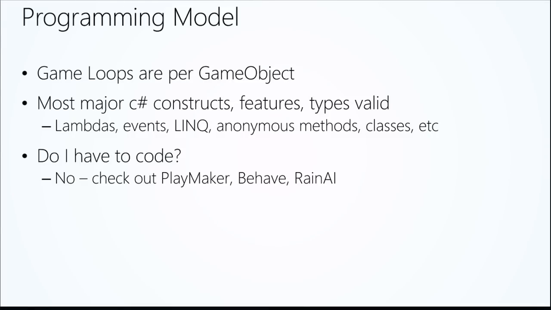Game loops are per game object. In Unity, and actually in game development, you have this concept of a game loop. That's where everything happens. The C# that's supported, since we're going to talk about C# today in Unity, supports pretty much all the major constructs you'd be used to in developing with C#. You can do LINQ, lambdas, anonymous methods, events, etc. Do you have to code? Some folks watching today might not be coders. I definitely recommend it. I think it's great for everybody to learn code, but not everybody codes.